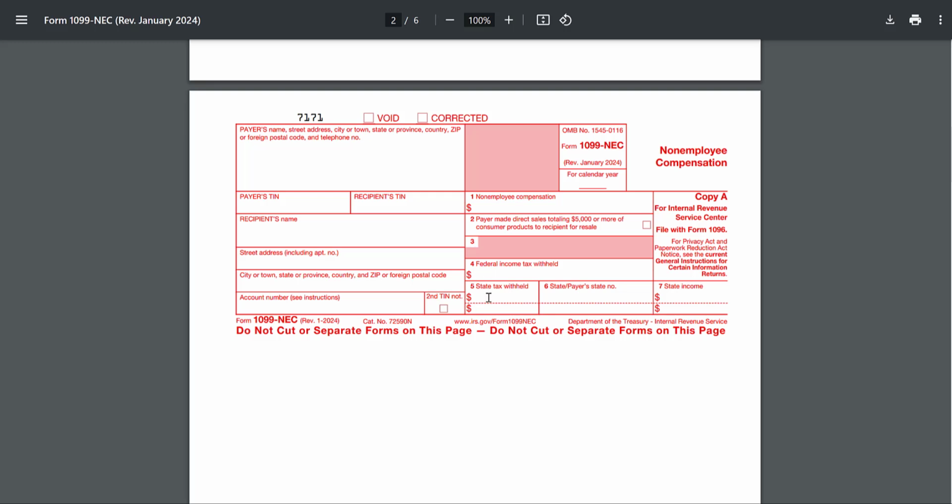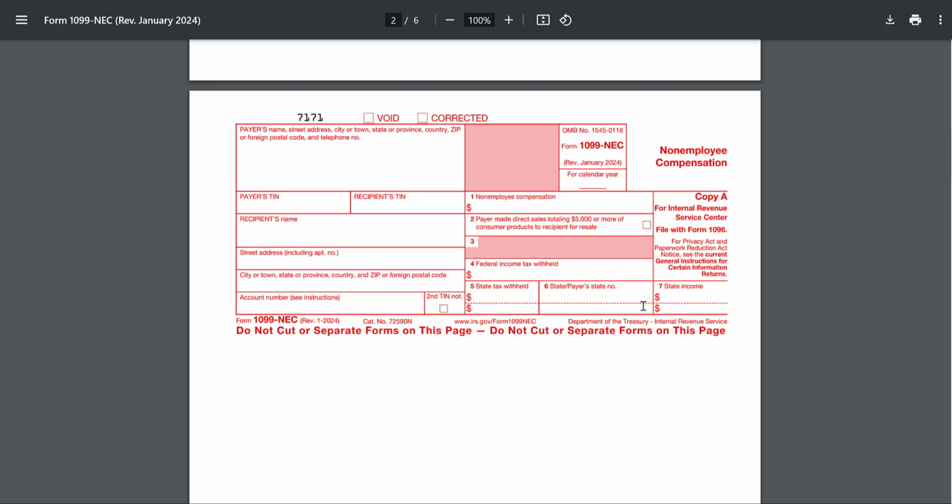Now, if you withheld withholding for the state, you're going to put that information here. So this contractor may also be subject to state withholding, at which point in time you're going to report the amount of state tax withheld, that payer's state information, and the state income amount, so the amount of income earned in that state, okay? Lots of information on here.